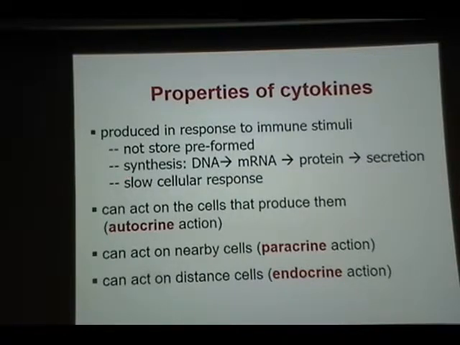DNA gets activated to produce mRNA, and from mRNA through translation to produce protein, which is secreted into the extracellular space. Most of the time, those cytokines have to be modified further, either by enzymes for glycosylation, or by being chopped from bigger molecules into smaller ones. As a result, they have a relatively slow cellular response. Most of the time, you need about 8 to 16 hours to see the cytokine increase.